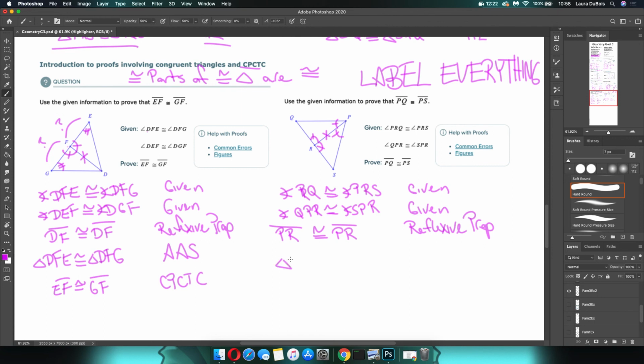So triangle PRS is congruent to triangle PRQ, and that is because of angle, side, angle, because the side is between the two angles. And now we're ready. PQ is congruent to PS because of CPCTC. Oh, that felt good.